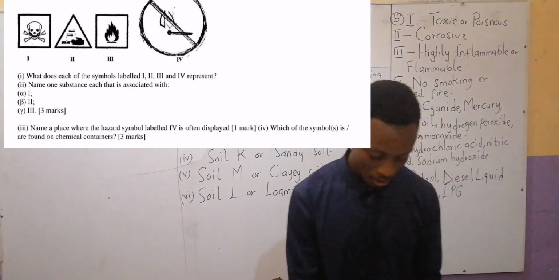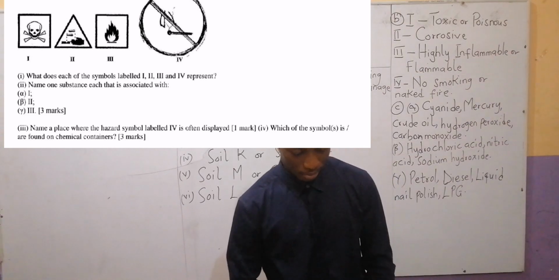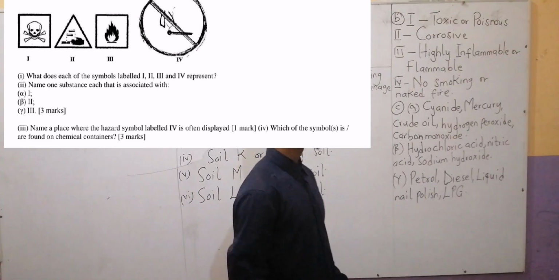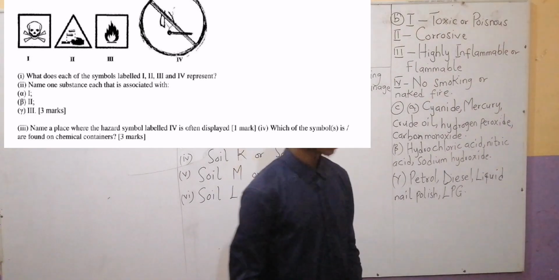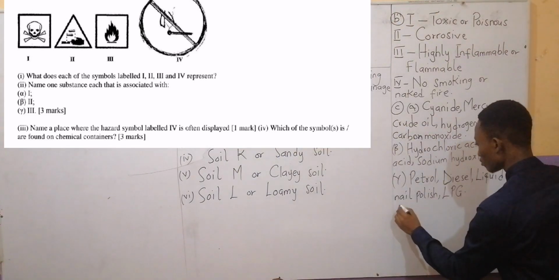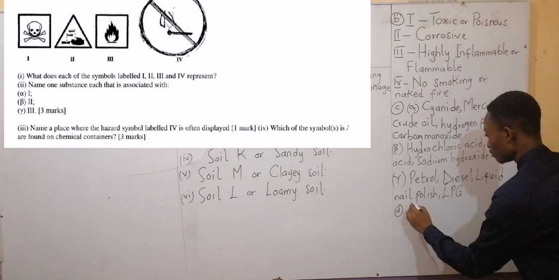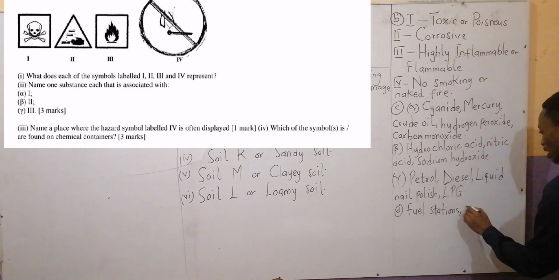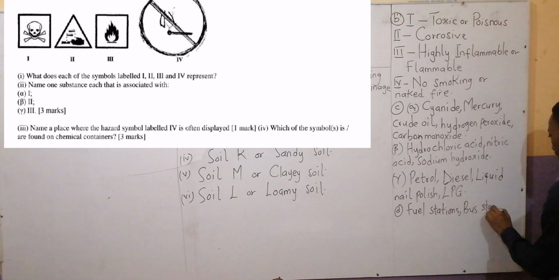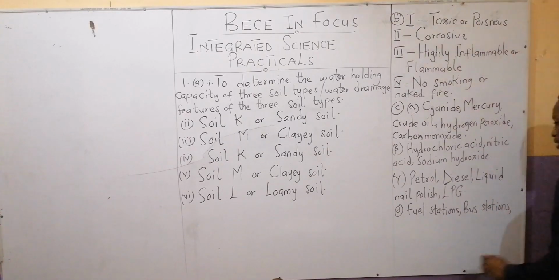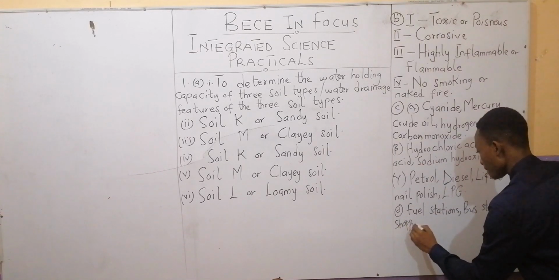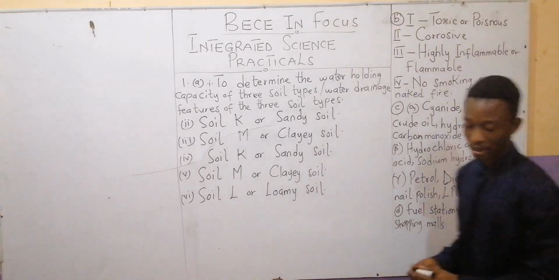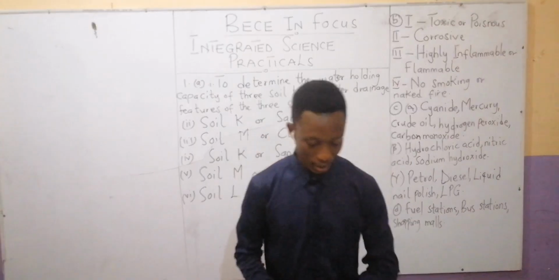Now the next question talks about naming the place where the symbol IV is often displayed. So IV, that is no smoking. Some of the places where it is easily seen are fuel stations, bar stations, shopping malls, and the like. Sometimes in schools, hospitals, and the like.